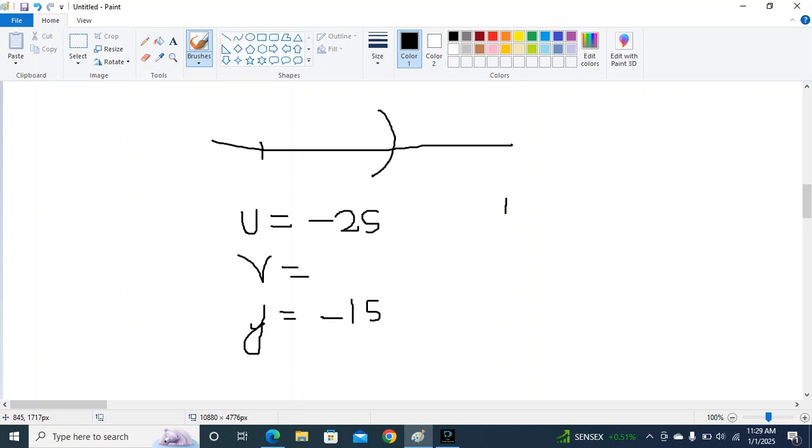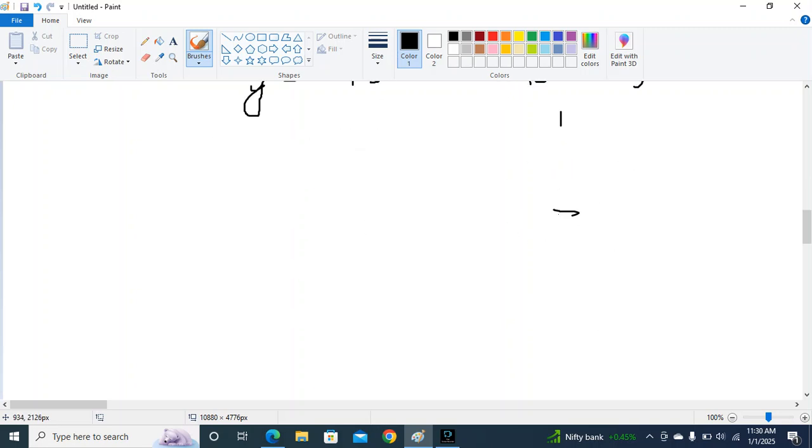Then what will be V? According to the formula 1/F = 1/V + 1/U, it will be 1/V = 1/F − 1/U. Now F is minus 15, so 1/F is minus 1 upon 15, and when U comes here it becomes minus of 1 upon minus 25. So 1 upon 25 minus 1 upon 15.